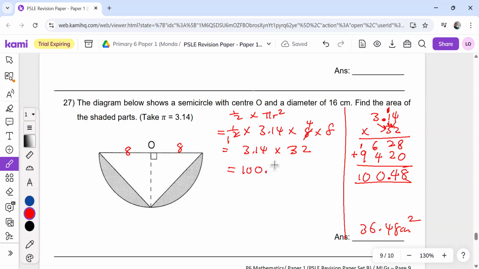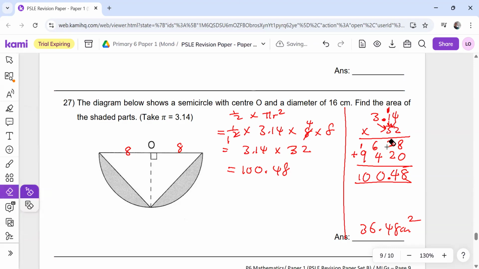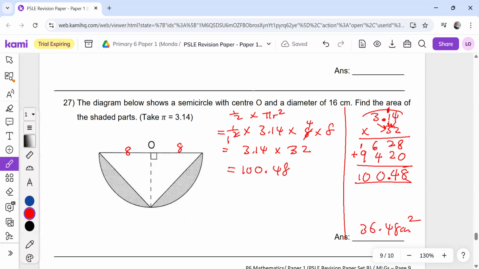So 100.48. Okay, so how do you do this kind of working? You just multiply as normal, and if this is a two decimal place number, then your final answer will also be two decimal places. Okay, all right, then go and find the triangle area.